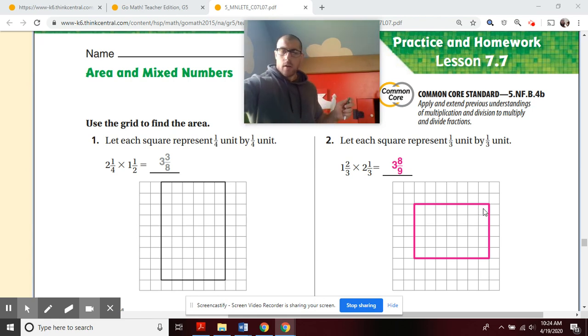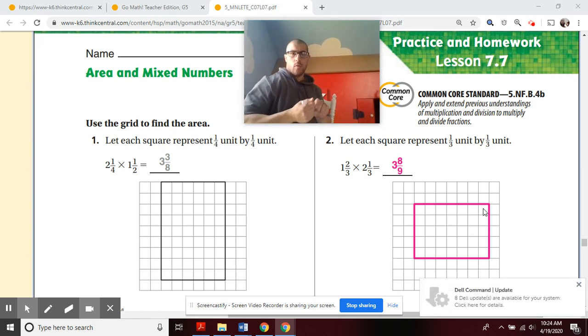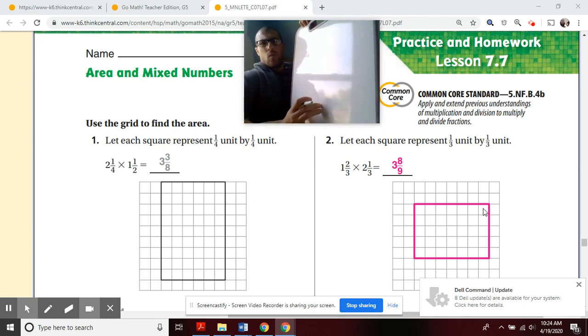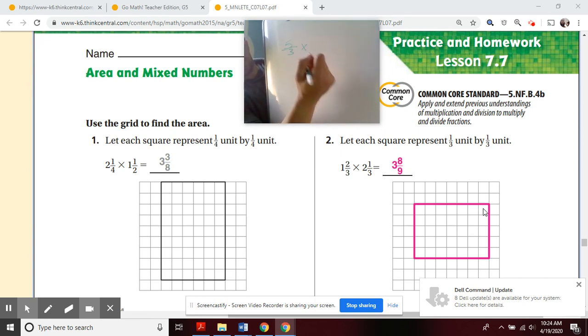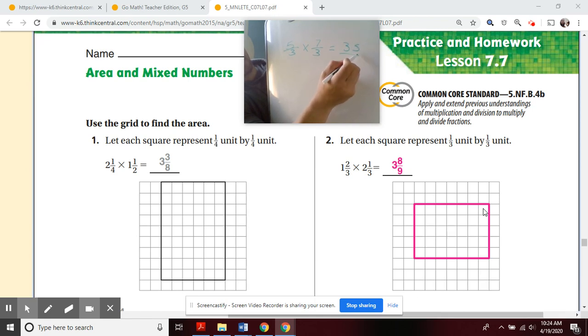So on our whiteboards, let me erase that first one and let's do the work. So we said 1 2/3 equals 5/3 times 2 1/3, which would equal 7/3. That is how I get 35/9. Mr. Gralla, I can't do that 35 divided by 9 in my head. Okay, then let's do long division.